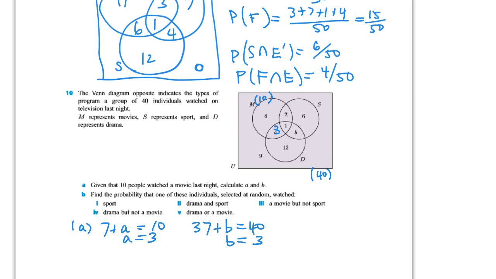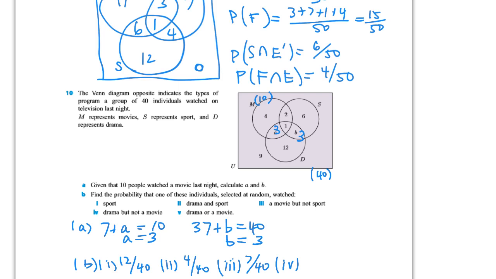Okay, so now part B, we can answer all those parts with fractions. Part 1, what's the chance someone watched sports? So after we just figured out B was 3, 2, 3, 6, 12. 12 out of 40. Part 2, drama and sport. So D and S, there's 4 total people in there. Movie but not sport. Movie but not sport. You watched a movie, but you're not touching that sports circle. That's 7 people, the 4 plus 3.